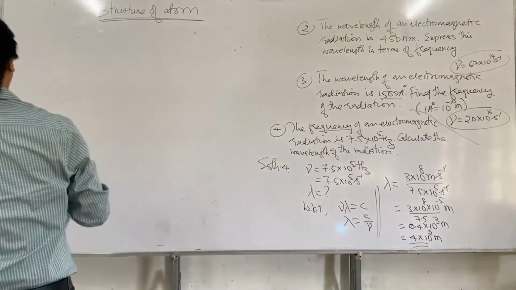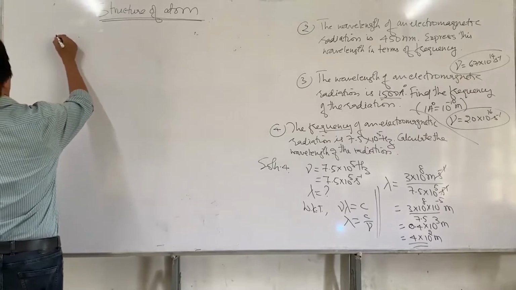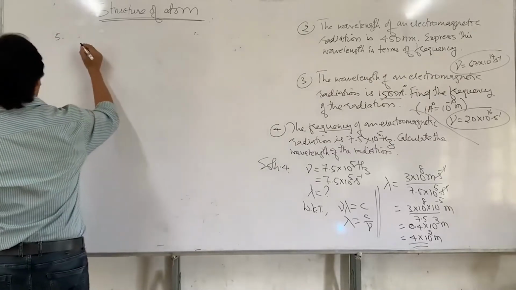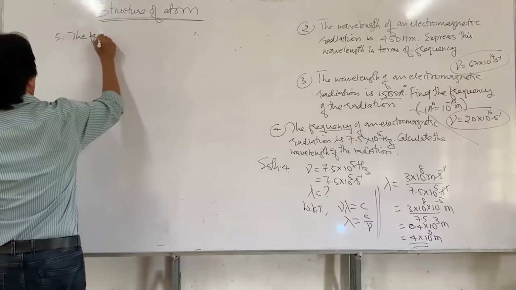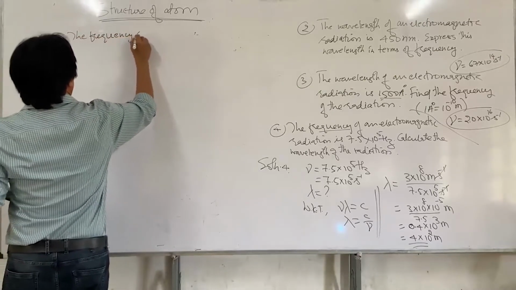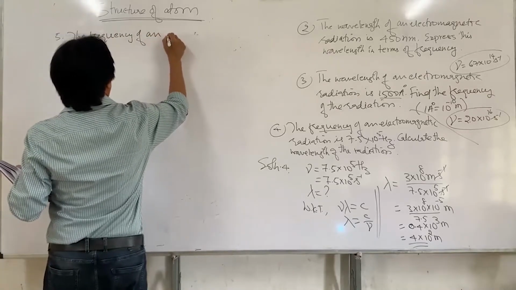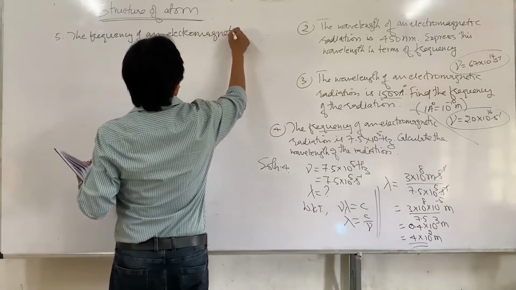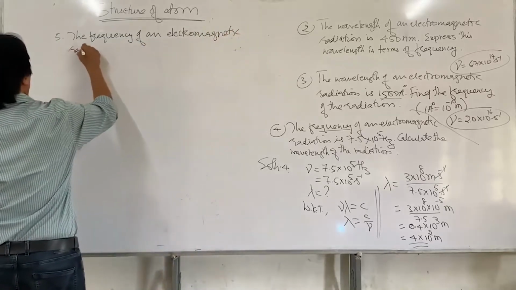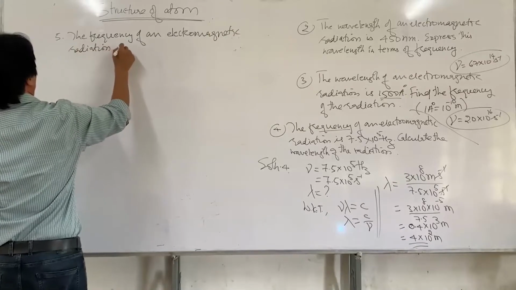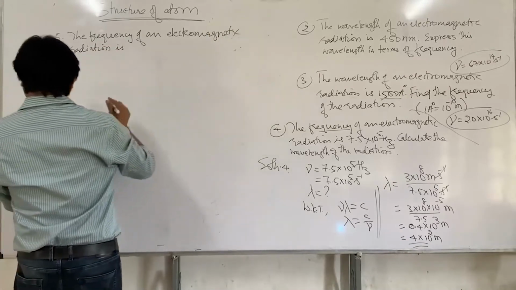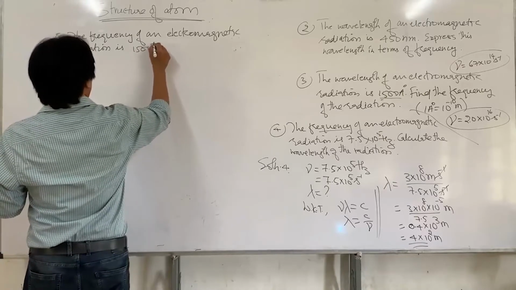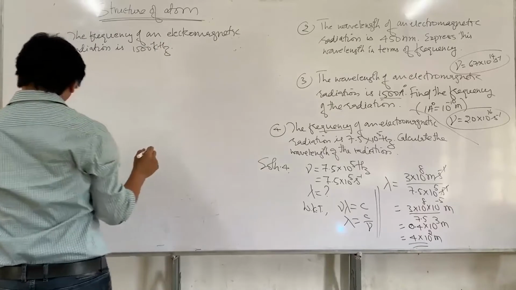All right, now that's question number 5. Here, the question for you is: the frequency of an electromagnetic radiation is 1500 kilohertz. Maybe I'll work it out for you.